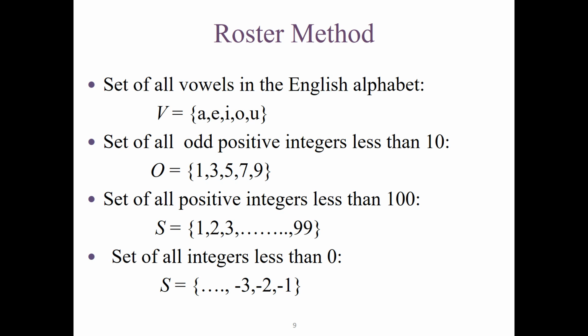For example, all vowels in the English alphabet: a, e, i, o, u. Okay, so we have 5 different or distinct elements in the set V. We can also list the set of all odd positive integers less than 10. So we have 1, 3, 5, 7, 9. We also have 5 elements in this set O. Okay, and then for all positive integers less than 100, we can list 1, 2, 3, 4, up to 99 using ellipsis. So this method is very easy. Once you want to use the roster method, just give the list of the elements in the set, and that will be okay.